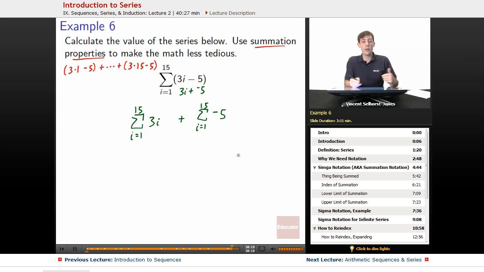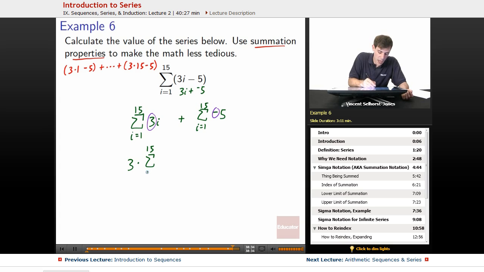Cool. We were allowed to pull out constants, right? So we've got this constant of a 3 here, and we've got this constant of a negative 1 here, effectively. So we can pull those out front. So we can now write this as 3 times the summation from i equals 1 to 15 of i, minus the summation from i equals 1 to 15 of positive 5.